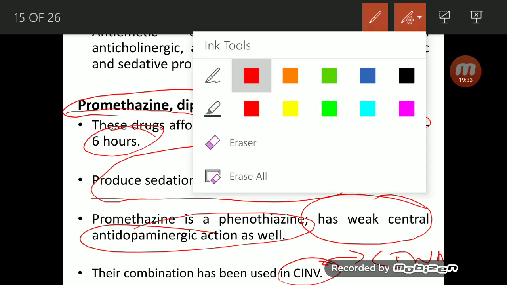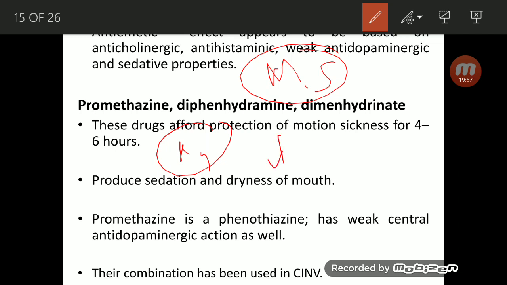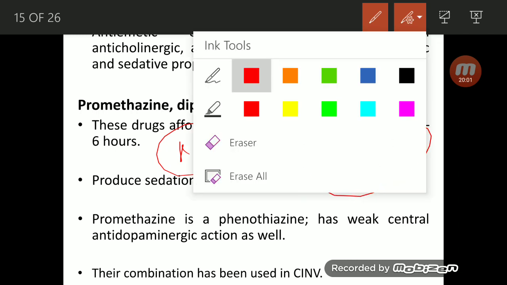The most important use of your H1 antihistaminic drugs is also for your motion sickness. Though it is used for motion sickness, I'll again tell you the most preferred drug is hyoscine. The best one is hyoscine only. It is used for motion sickness, and it is used in very small amounts for post-operative nausea and vomiting as well.